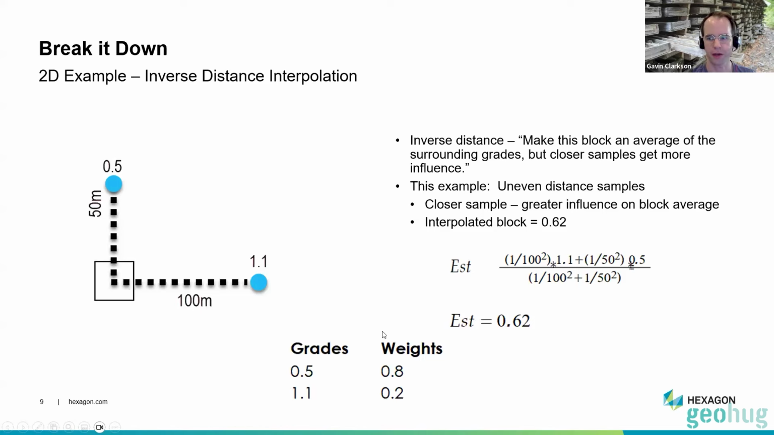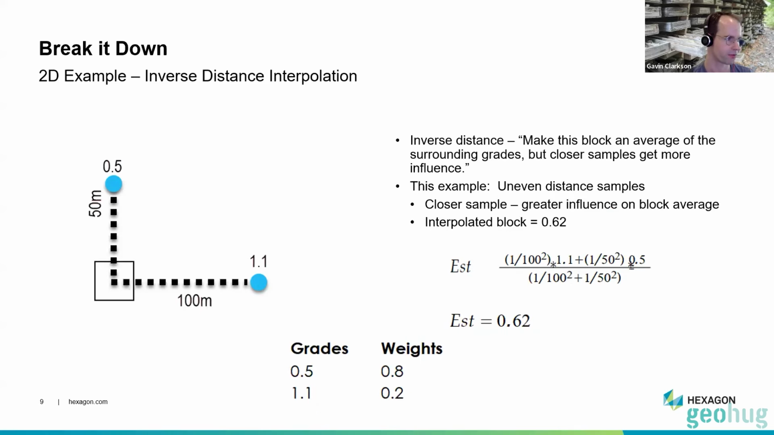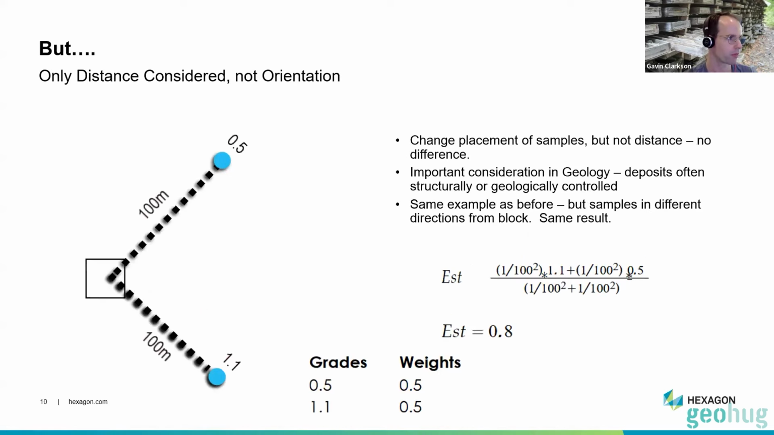And all your weights will always add up to 1. That's how a weighted average works. So the majority of the weights, 80% of it, went to the closer sample. So despite the two grades being the same value, you got an estimate of 0.8 when they were equally weighted, and an estimate of 0.62 when the lower one was closer, because it is more weighted to that sample. So again, inverse distance is only concerned with how far away the points are, but not where the points are. Only distance is considered in an inverse distance interpolation.